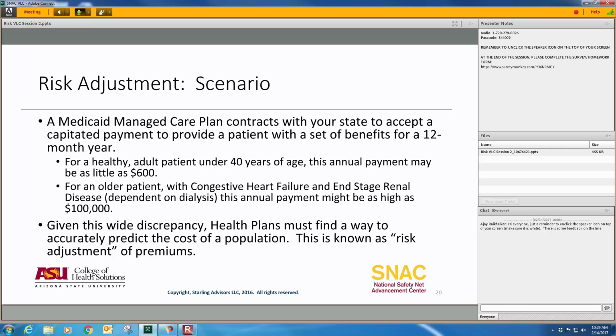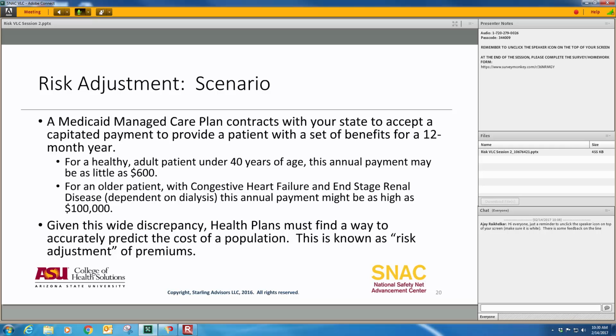Take, for example, a Medicaid managed care plan that contracts with your state to accept a capitated payment to provide a patient with a set of benefits for a 12-month year. For a healthy adult, an adult patient under 40 years of age, this payment may be as little as $600. And that has to essentially last the entire year, and it needs to cover the full scope of benefits for that patient. For an older patient with congestive heart failure and end-stage renal disease, this payment could be as high as $100,000 for the course of a year. So you can see that there are significant variations that are driven by certain risk factors.